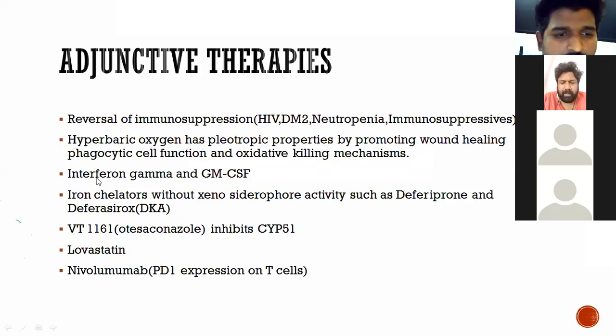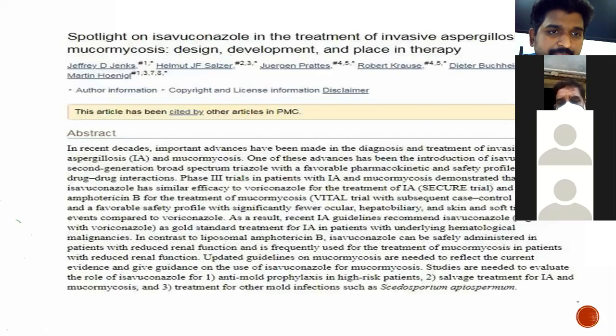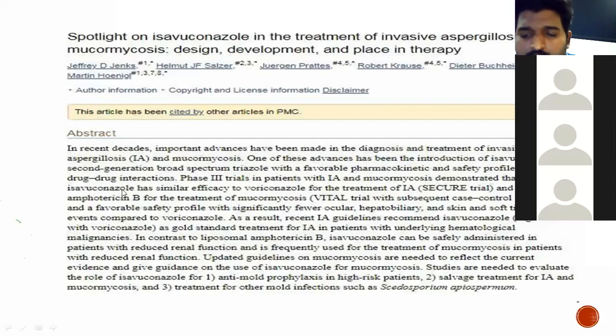Hyperbaric oxygen, interferon gamma, and GM-CSF can be given. Avoid using chelators, and there are some studies of lovastatin and statins which can help, which can augment therapeutic efficacy of some antifungals. This was the spotlight of isavuconazole in the treatment of mucormycosis. So isavuconazole is a very good measure.